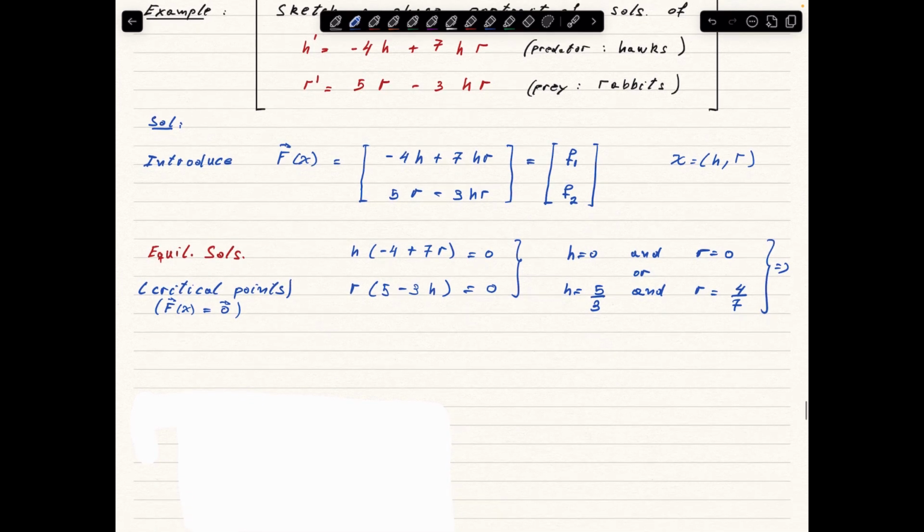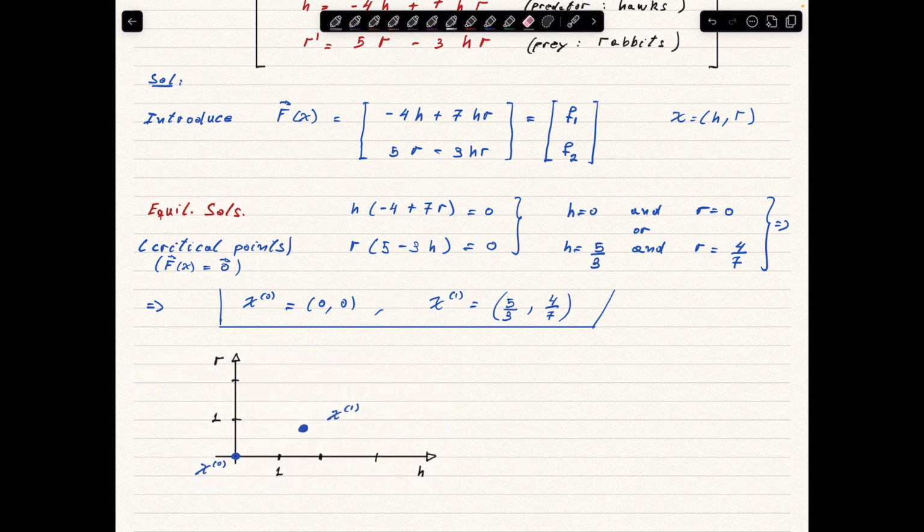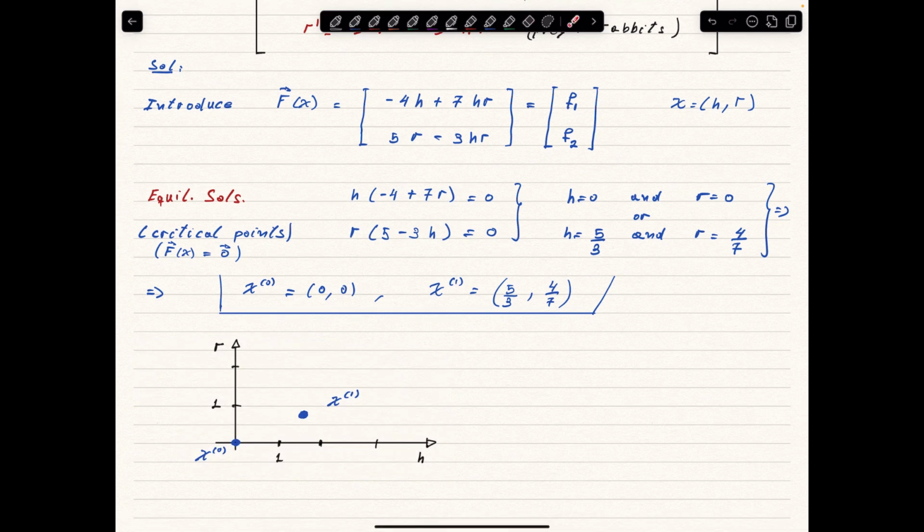So we can write them in the usual way. We have x0, which is the point 0, 0, and then we have one more critical point, and we are putting h first, so h is 5/3. Then the rabbits are 4/7. And that's it. Two critical points. So if we do the picture, this is how they look. The numerical values are, this is close to 1.6, more or less. This is close to 0.6, so it's more or less like the picture, right?